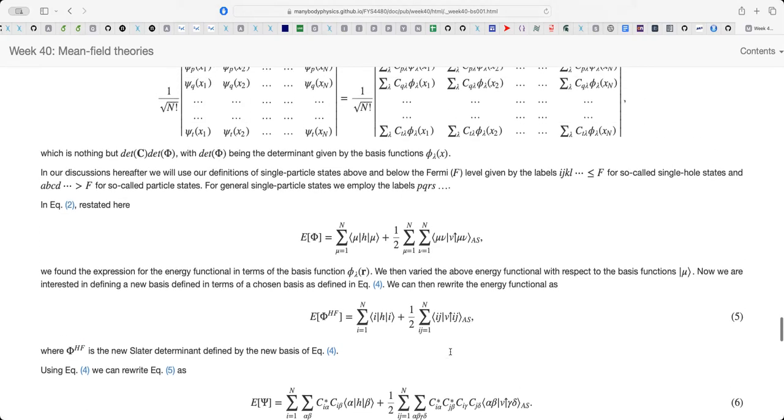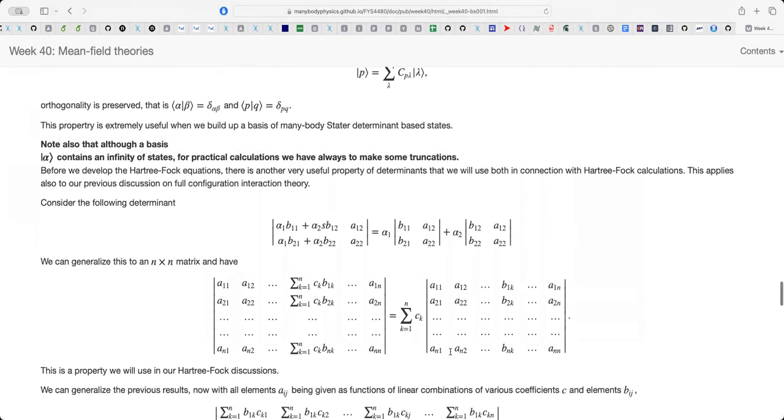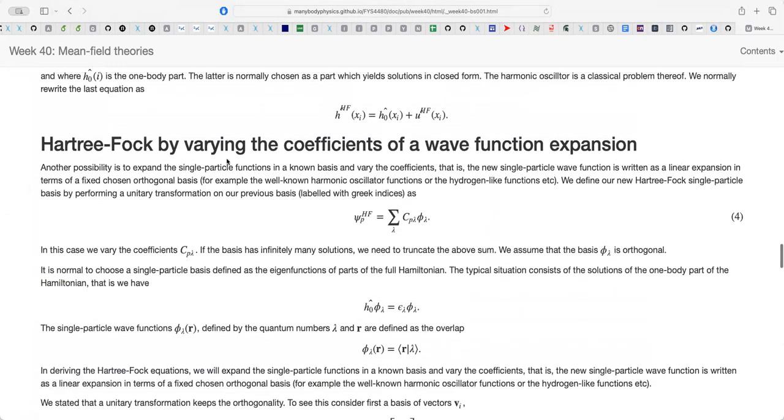So this is actually the third way, which is normally used in order to set up the equation. So take a look at the material here, Hartree-Fock by varying the coefficients of a wave function expansion, because you will also see that as an exercise. Okay, I'm going to stop here now, if that's okay with everybody. And this will be the topic tomorrow.